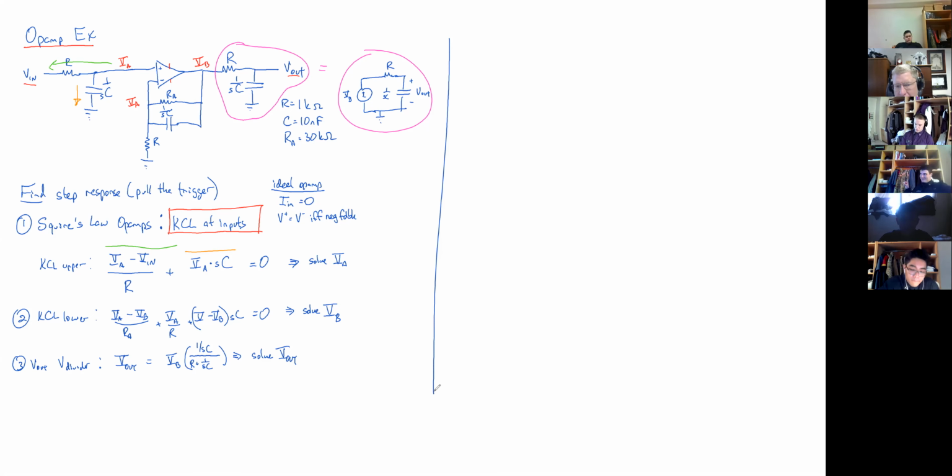So there's our Opamp example, and everything else is just algebra. Any questions on that? It looks a lot harder until you actually start to work through it.